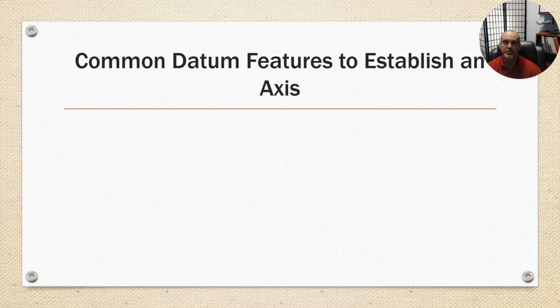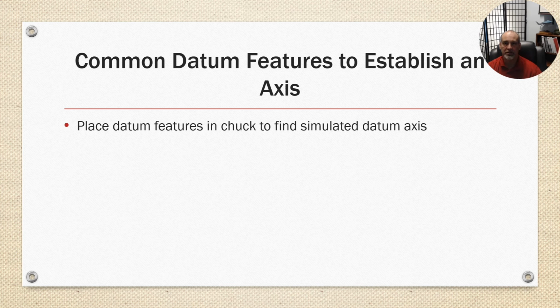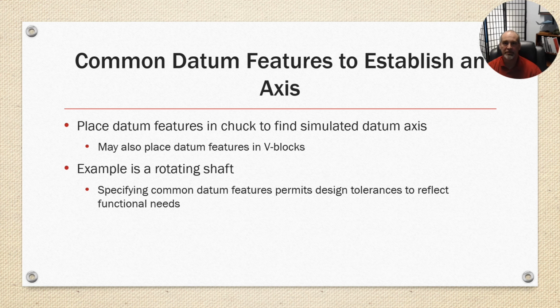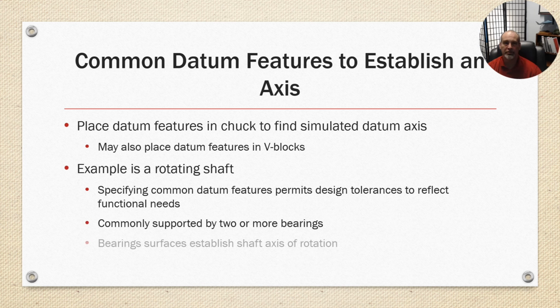Features to establish an axis. Place the datum features in a chuck to find a simulated datum axis. You may also place datum features in a V-block as a simulated datum. An example is a rotating shaft. Specifying common datum features permits design tolerances to reflect functional needs. A shaft is commonly supported by two or more bearings, and the bearing surfaces establish the shaft axis of rotation.